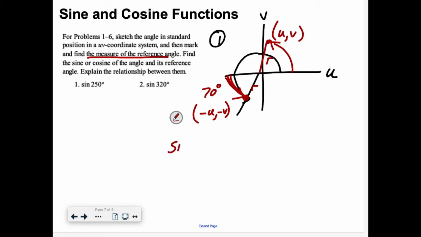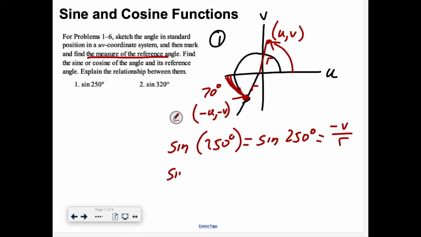But sine of 250 degrees, by the way, writing it this way is the exact same as writing it this way. No parentheses. Well, that's just going to equal, since sine is negative v over r, and then if I were to write sine of the reference angle, 70 degrees, well, that's just going to be v over r, positive. So the relationship between them is one is going to be negative, one is going to be positive, but their magnitude, their actual, what number they're given, will be the same. The only difference will be the negative signs.